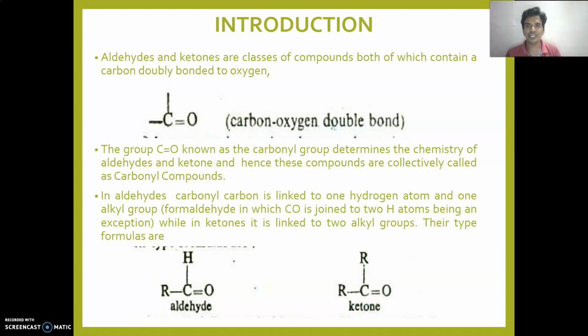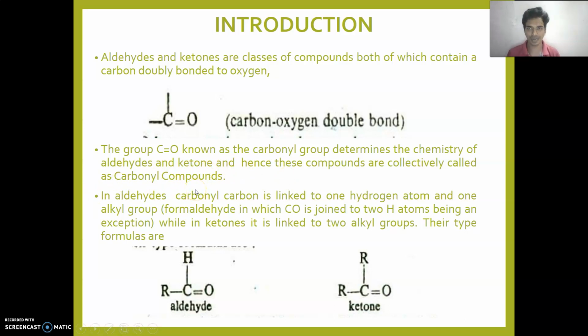So aldehydes and ketones are the classes of compounds, both of which contain a carbon doubly bonded to oxygen. So carbon is doubly bonded to the oxygen. This C double bond O is called a carbon-oxygen double bond, nothing but the carbonyl carbon. So a C double bond O containing compound is the carbonyl carbon. It may be an aldehyde or it may be a ketone. So the group C double bond O, known as the carbonyl group, determines the chemistry of the aldehydes and ketones, and hence these compounds are collectively called carbonyl compounds.